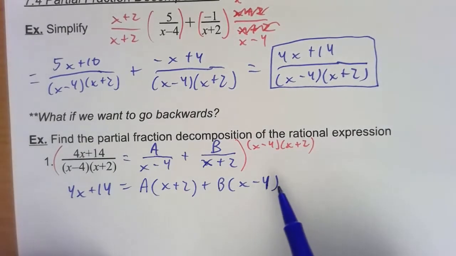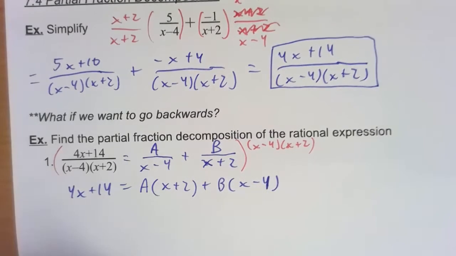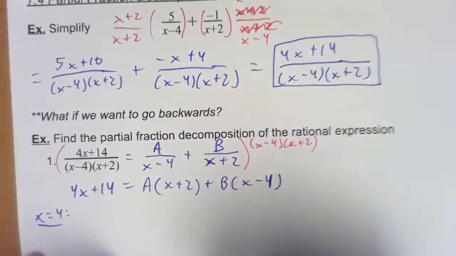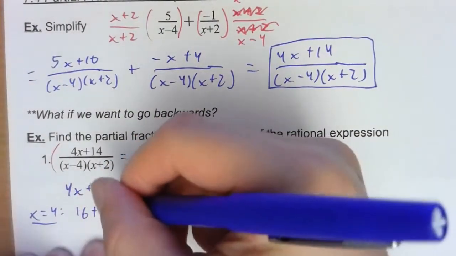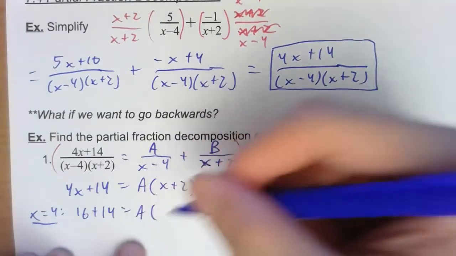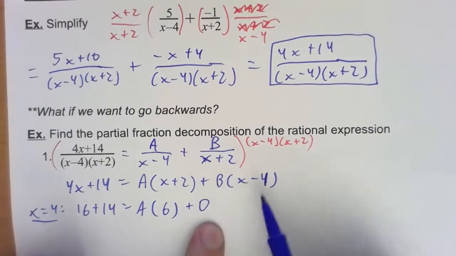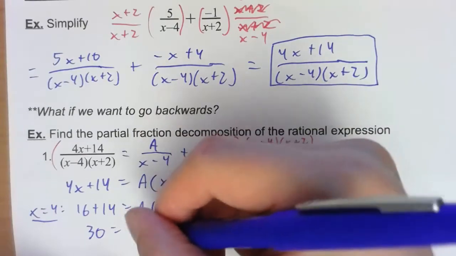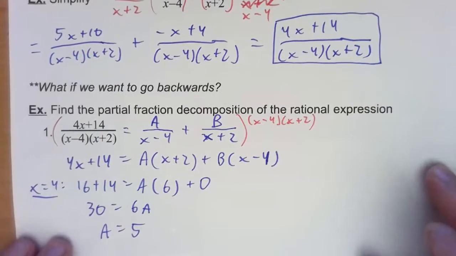Take a look at what's going to happen if I plug in 4. If I plug in 4, this whole thing is just going to be 0. It's just going to be wiped out. So one value for x that I'm going to want to use is 4. So I'll have to replace all the x's with 4. So I'll have 16 plus 14 is a times 6. And then there's the key. This whole part over here is going to be 0. So I'm going to have 30 equals 6a.